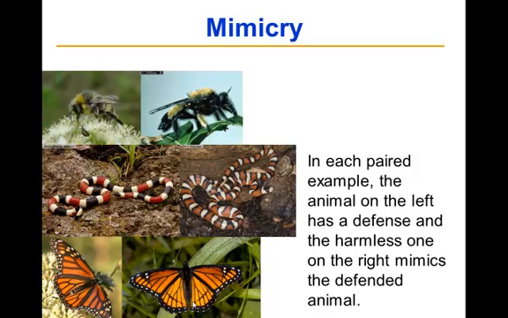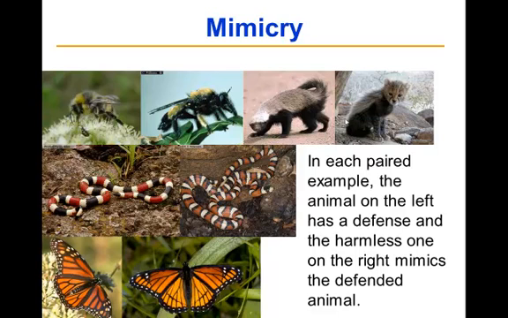Right here, there's a line on the hind wings of a viceroy, and the monarch lacks such lines on its hind wings. Let's look at one more example here.